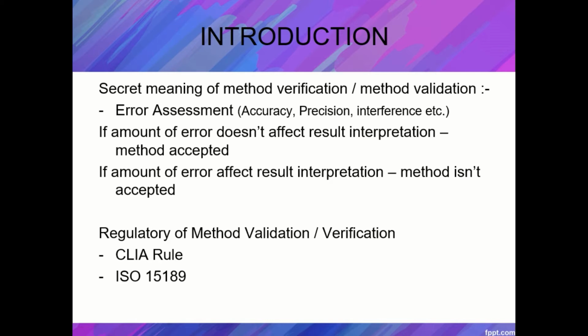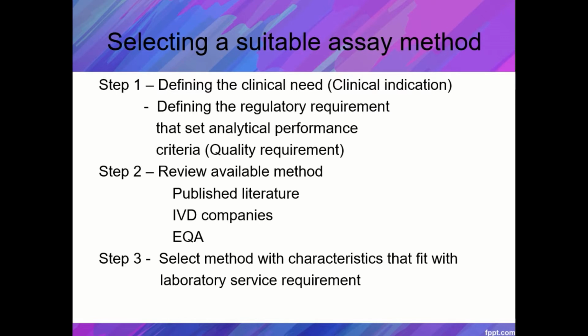And it is a requirement of the quality management system, which is contained in CLIA, ISO 15189, and any other quality management system. So before you do the activity of method verification, you need to determine the suitable assay method. There are basically 3 steps of selecting a suitable assay method.